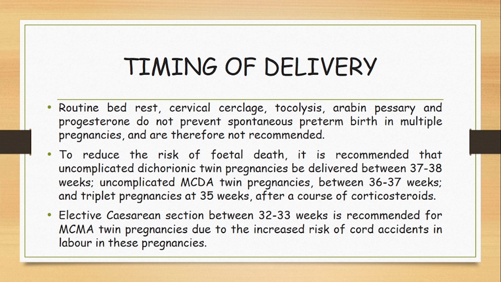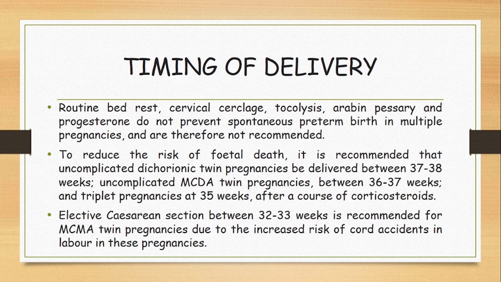To reduce the risk of fetal death, it is recommended that uncomplicated dichorionic twin pregnancies be delivered between 37 and 38 weeks. Uncomplicated monochorionic diamniotic twin pregnancies should be delivered between 36 and 37 weeks. And triplet pregnancies at 35 weeks after a course of corticosteroids. These corticosteroids will promote pulmonary maturation.